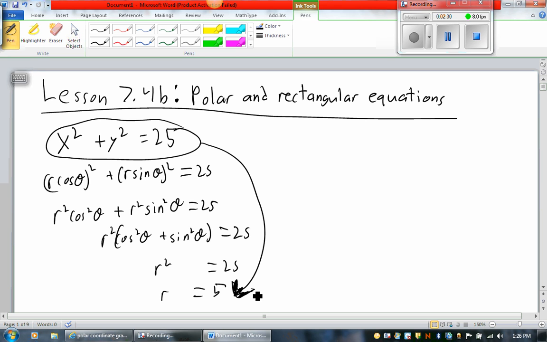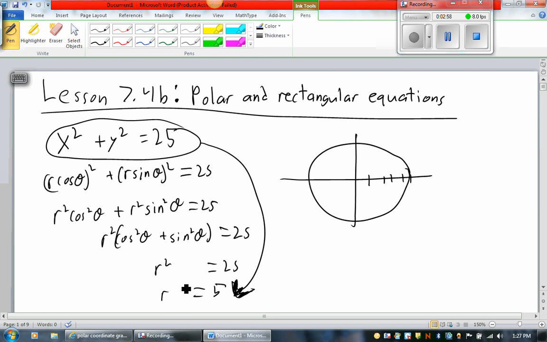Now notice how much simpler the polar form is. Instead of having x squared plus y squared, we only have r equals 5. Some of you may remember that this is actually the equation of a circle. Remember, x squared plus y squared equals r squared, so the radius is 5. It's a circle centered at the origin with a radius of 5. Notice what we have here: r equals 5. r is the distance from the origin, and it's a constant, so it's a circle. There are no manipulations with our angles.